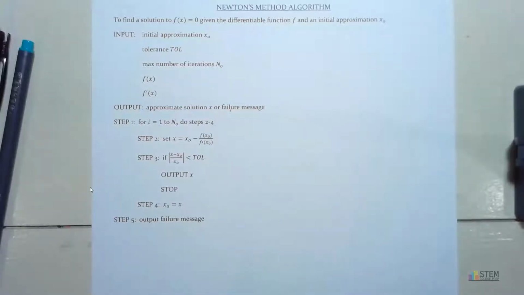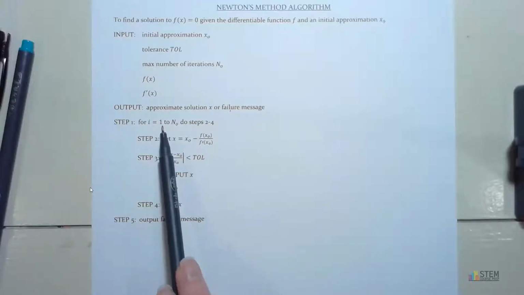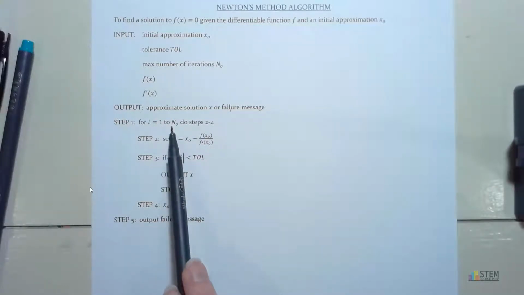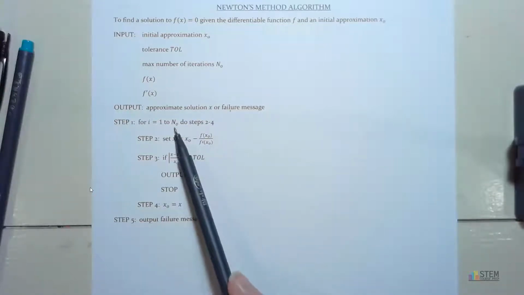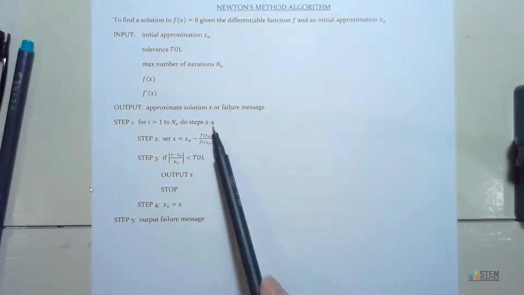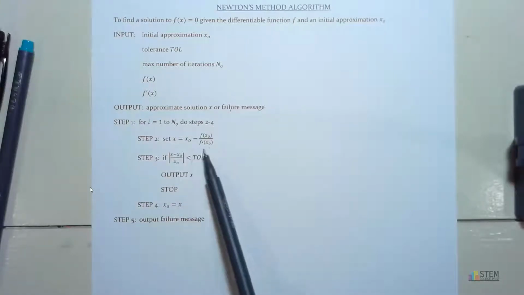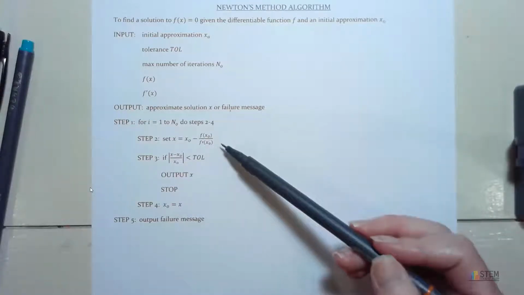So now what we're going to do is set i to go from 1 to the max number of iterations, and we'll stop before then if we meet our tolerance. All right. So we'll set this, and then we're going to do these 3 steps right here. So step 2, we're going to use that iteration formula for Newton's method. That should look familiar to you.